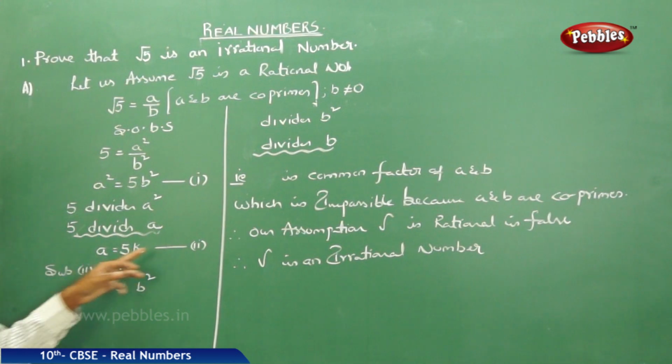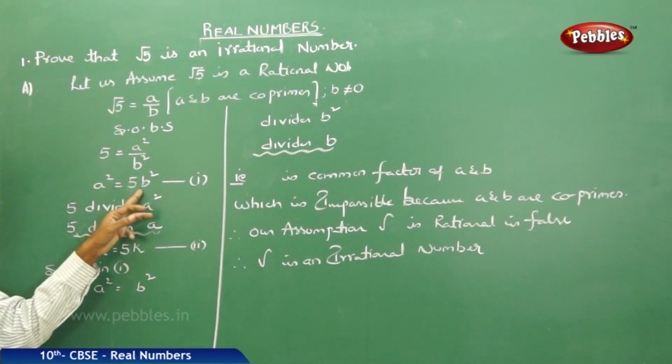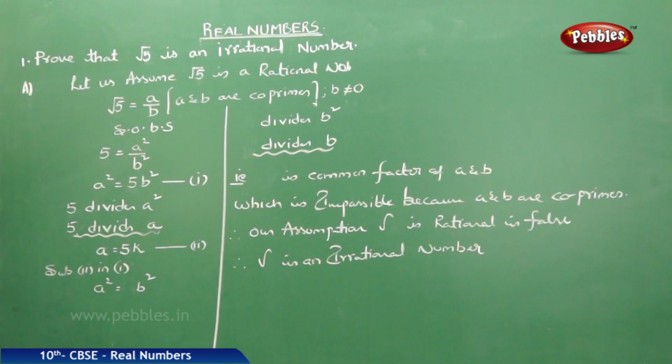Now substitute equation 2 in equation 1. a square is equal to 5b square. In place of a square you can substitute 5b square. Now what is the value of a? 5k whole square is equal to 5b square. That is 25k square is equal to 5b square. 25 and 5 get cancelled, so what is left? 5k square is equal to b square.